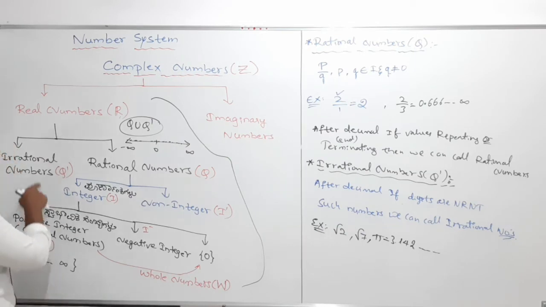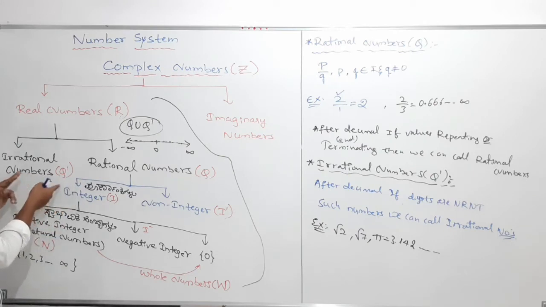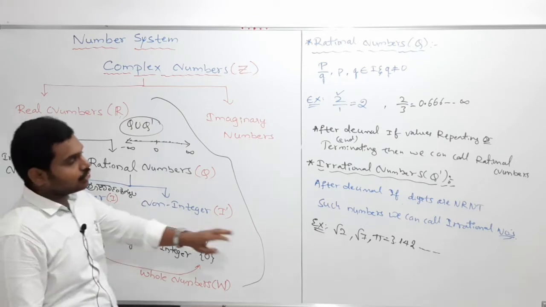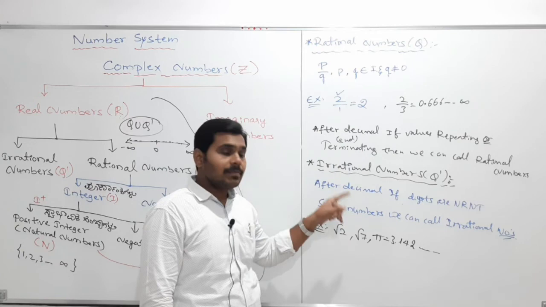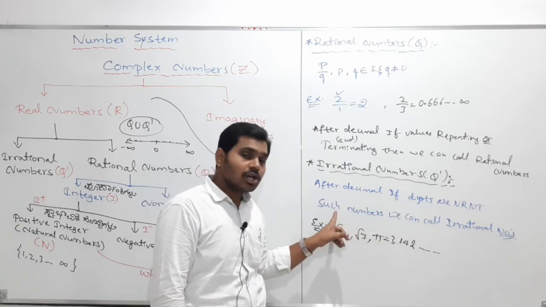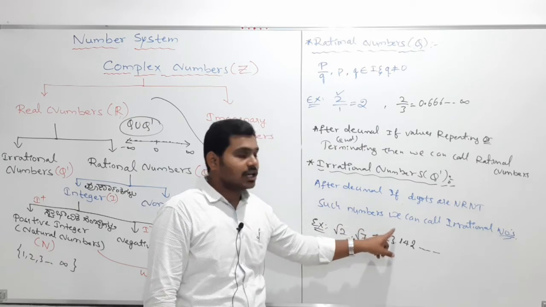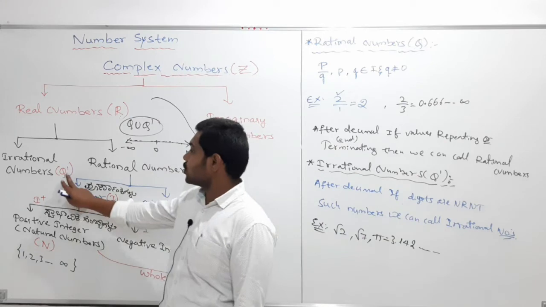And next, my dear students, real numbers we can divide into rational and irrational. So what is meant by irrational? Irrational means numbers which are not rational numbers. Or else, another definition I gave you: if the number is of the form p by q, and after the decimal the digits are not repeating and not terminating, such numbers we can call irrational numbers, and the symbol for irrational numbers is Q dash.